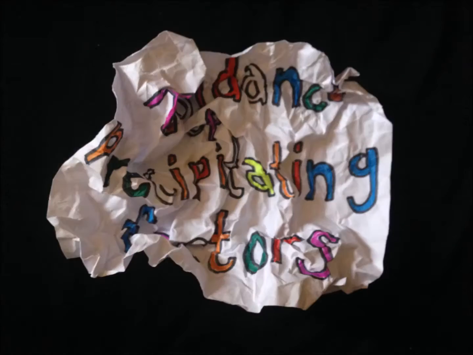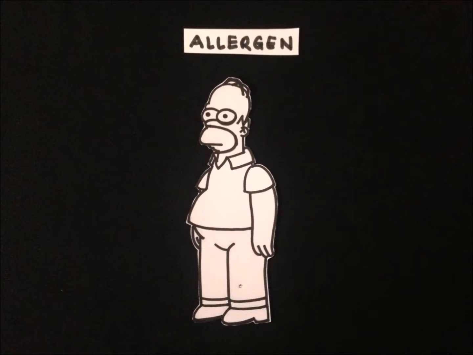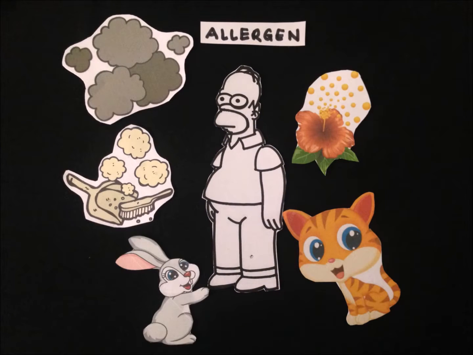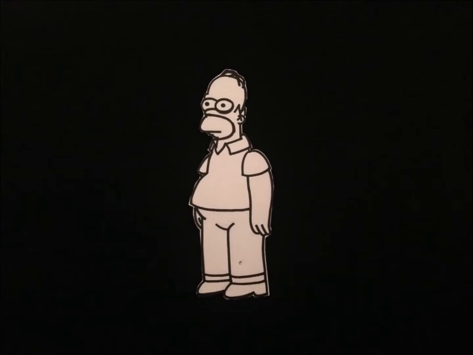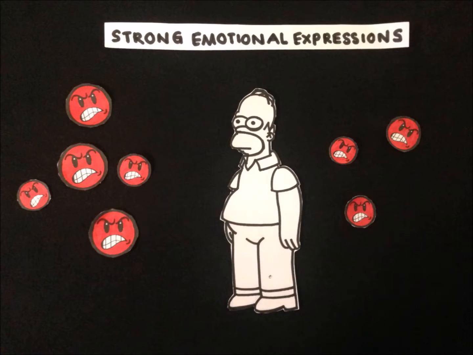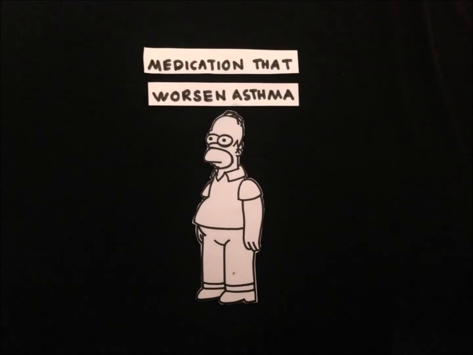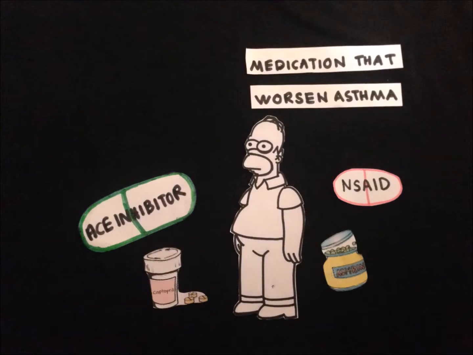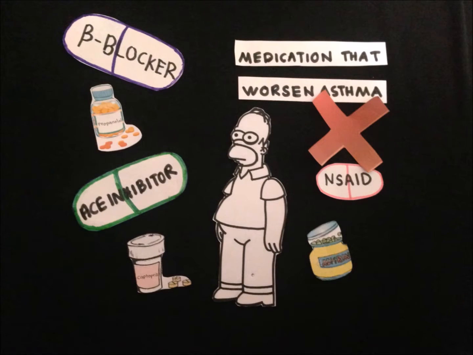Avoidance of precipitating factors. 1. Allergens. Examples: cat, rabbit, pollen, smoke. They can induce inflammation and allergic asthma. 2. Strong emotional expression. Examples: stress, fear, and anger. 3. Avoid medication that may worsen asthma. Examples of drugs: NSAIDs, ACE inhibitors, and beta blockers.